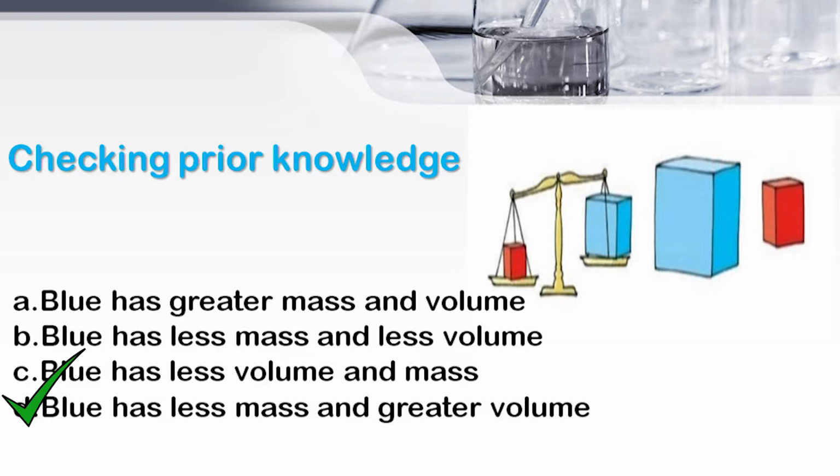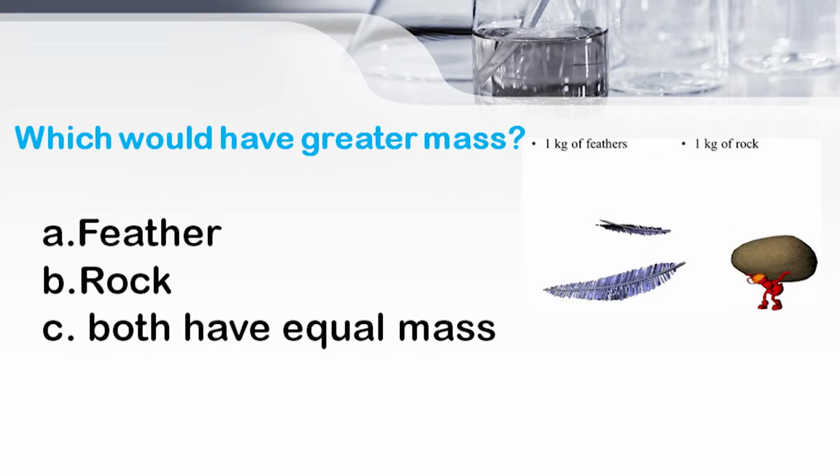It's clear that the blue box occupies a larger space and then it has a larger volume. But the balance shows clearly that it's lighter. Accordingly, blue box has less mass and greater volume. Which would have a greater mass? If your answer is C, you're correct.